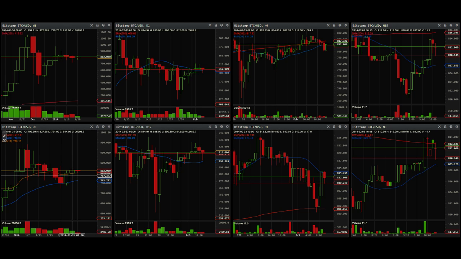If this happens, obviously we'll see higher lows in the small time frames intraday towards 834 and upwards, and after that the currency will have enough space to move towards higher levels. This is the Bitstamp trading platform, just so you know. And right now this is the daily chart.